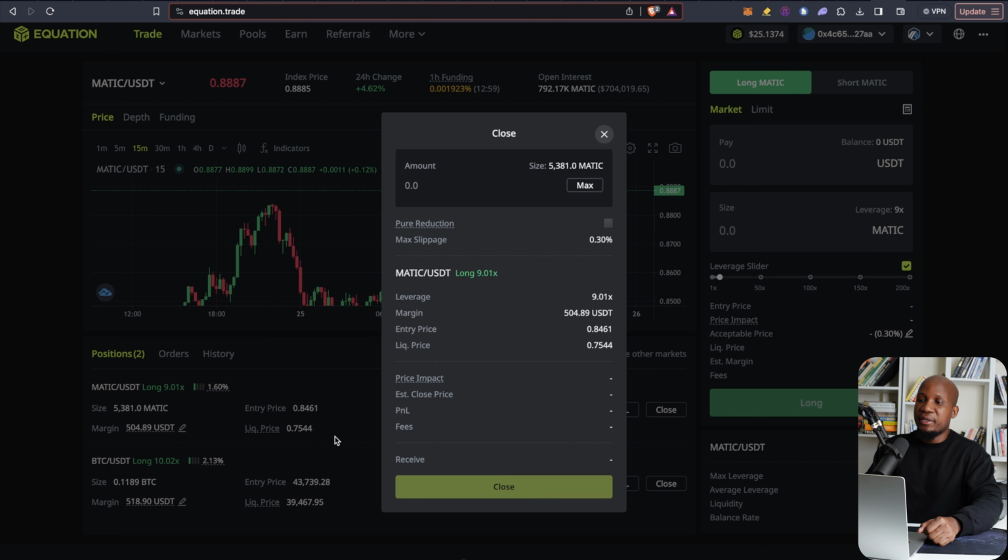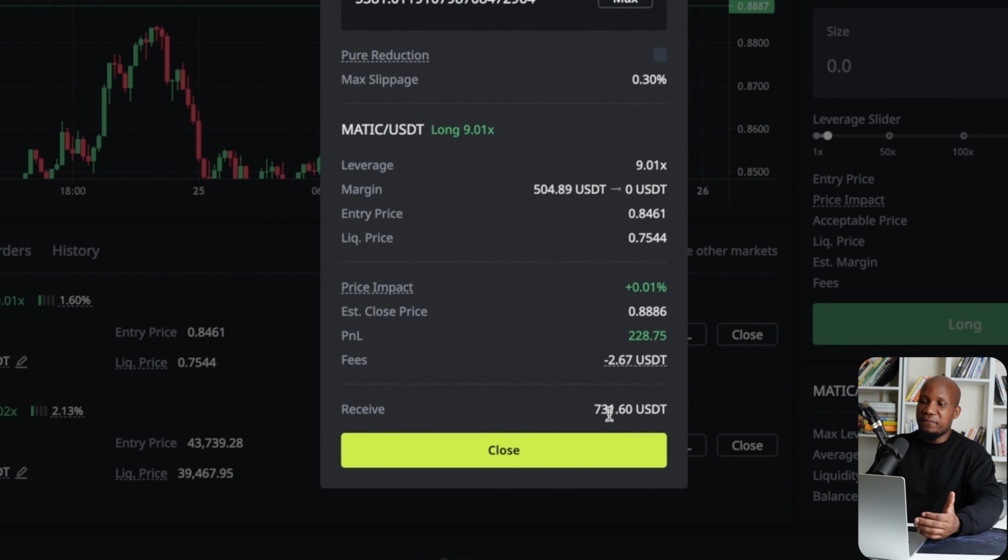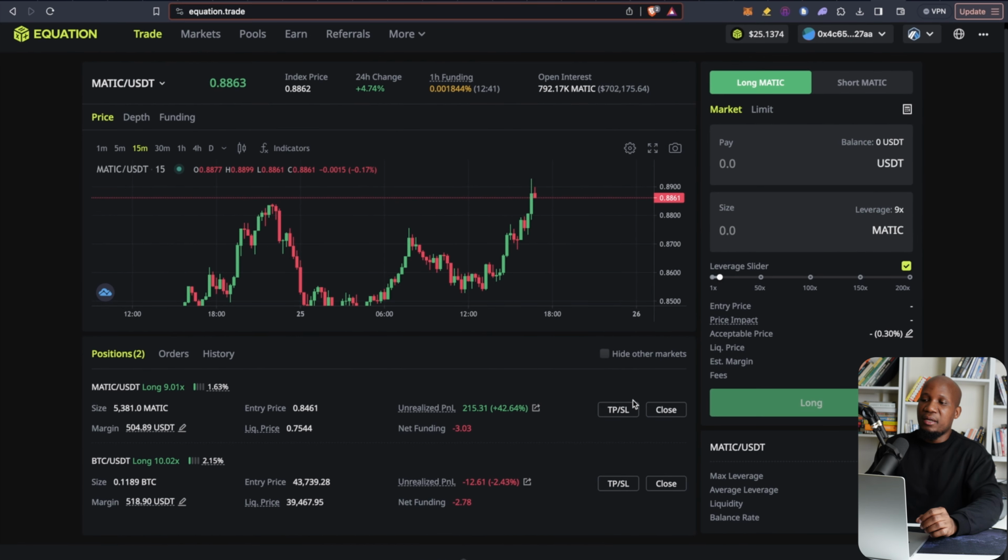So I'm gonna click close the trade, and here I can close the trade using a market order. You can see how much money you'll be making in terms of the fees, and also how much money you're taking as profit. You can see here a total of $731, but remember that's also including our margin. So that's how much money we're making. I'm gonna exit out of that, because if you click on stop loss and take profit, you can also close a trade that way.